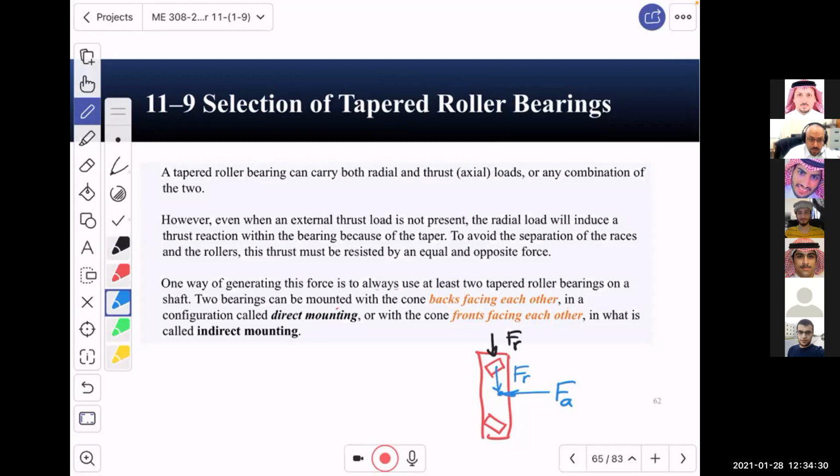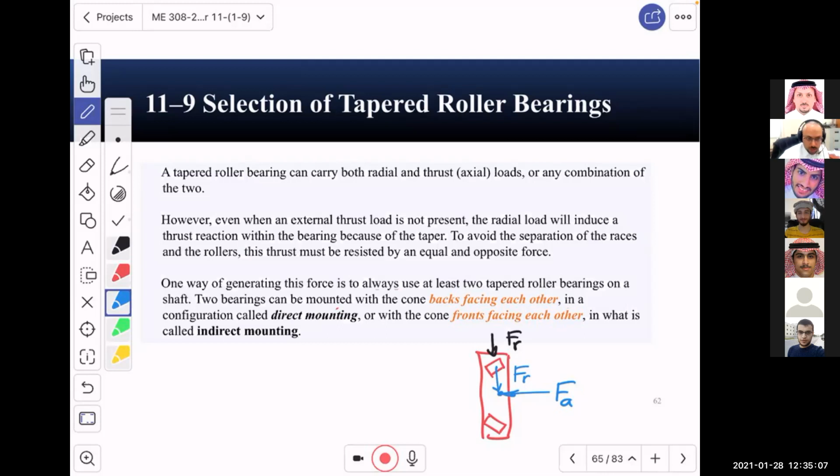So if you put a bearing by itself, which is not usually the case, then you need to resist that induced thrust load. You need to cancel it out. Because here, you're not applying a thrust, but it is auto-generated. That's why we call it induced. It's coming from within the system. The system is generating that force. So what do we do?